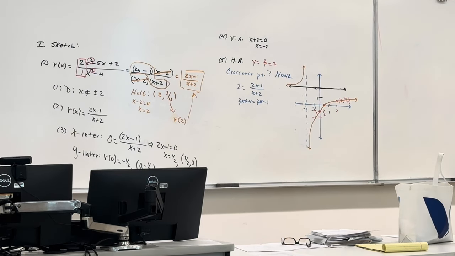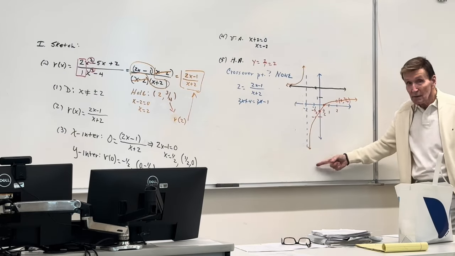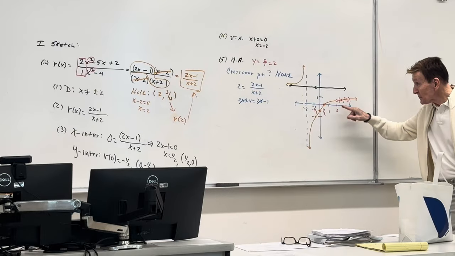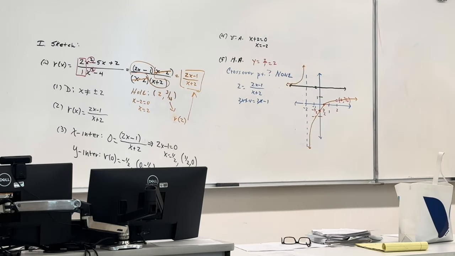Yeah, Eric? So does the hole, in terms of the domain, is it basically the same as an asymptote? Yeah, because we said the domain: x cannot be negative 2, because of the vertical asymptote. It can't be positive 2, because there's a hole there. So it would be negative infinity up to negative 2, union, we're gonna put it in interval notation. Yeah. And there's the graph.